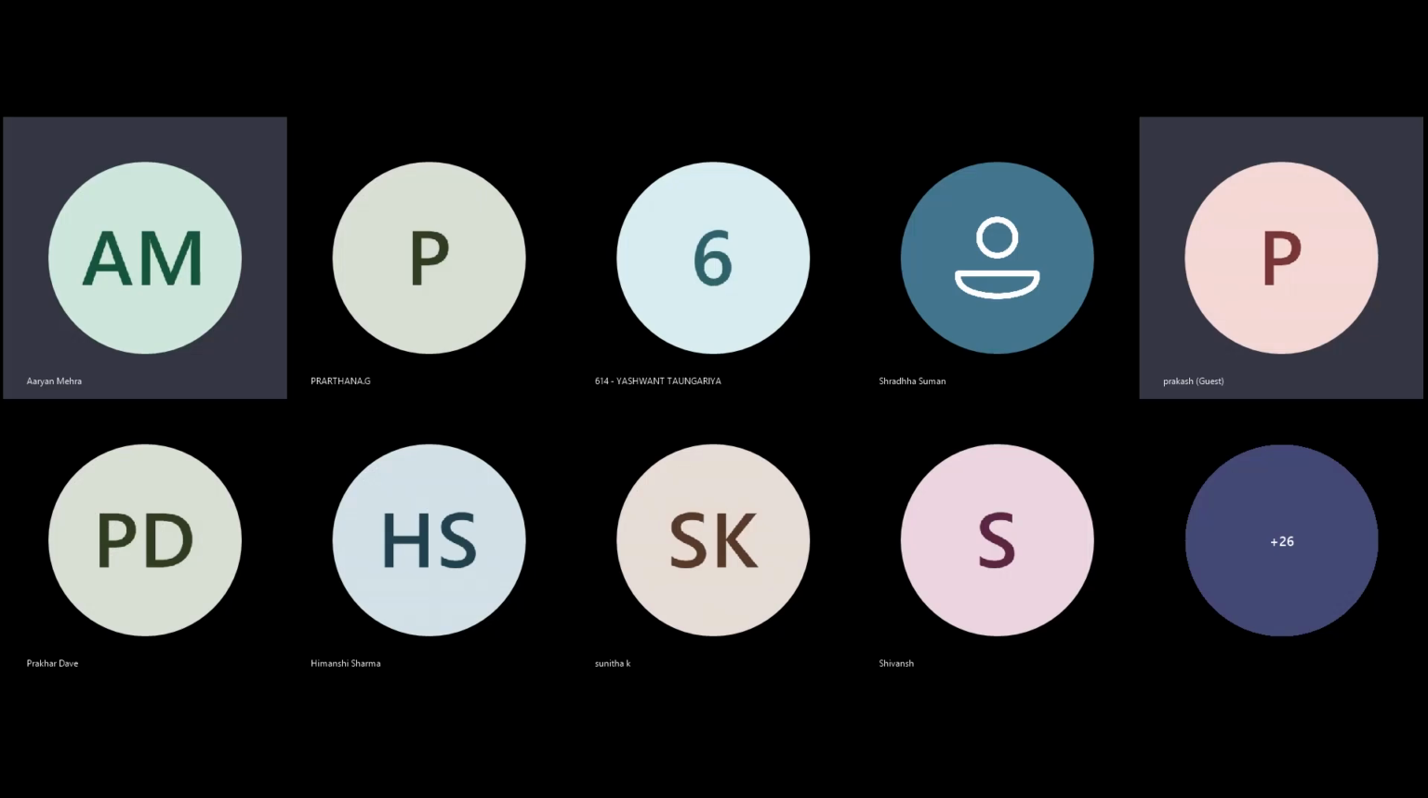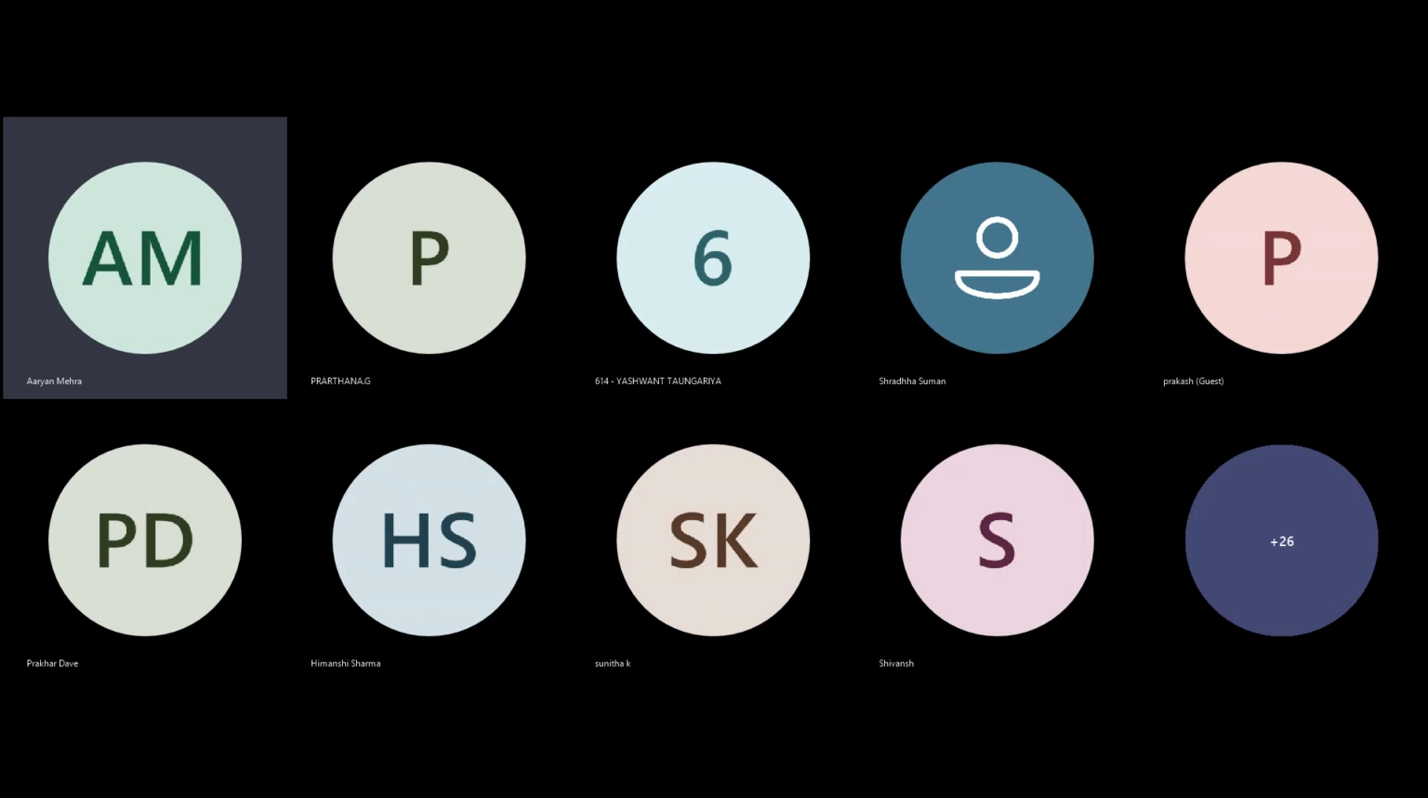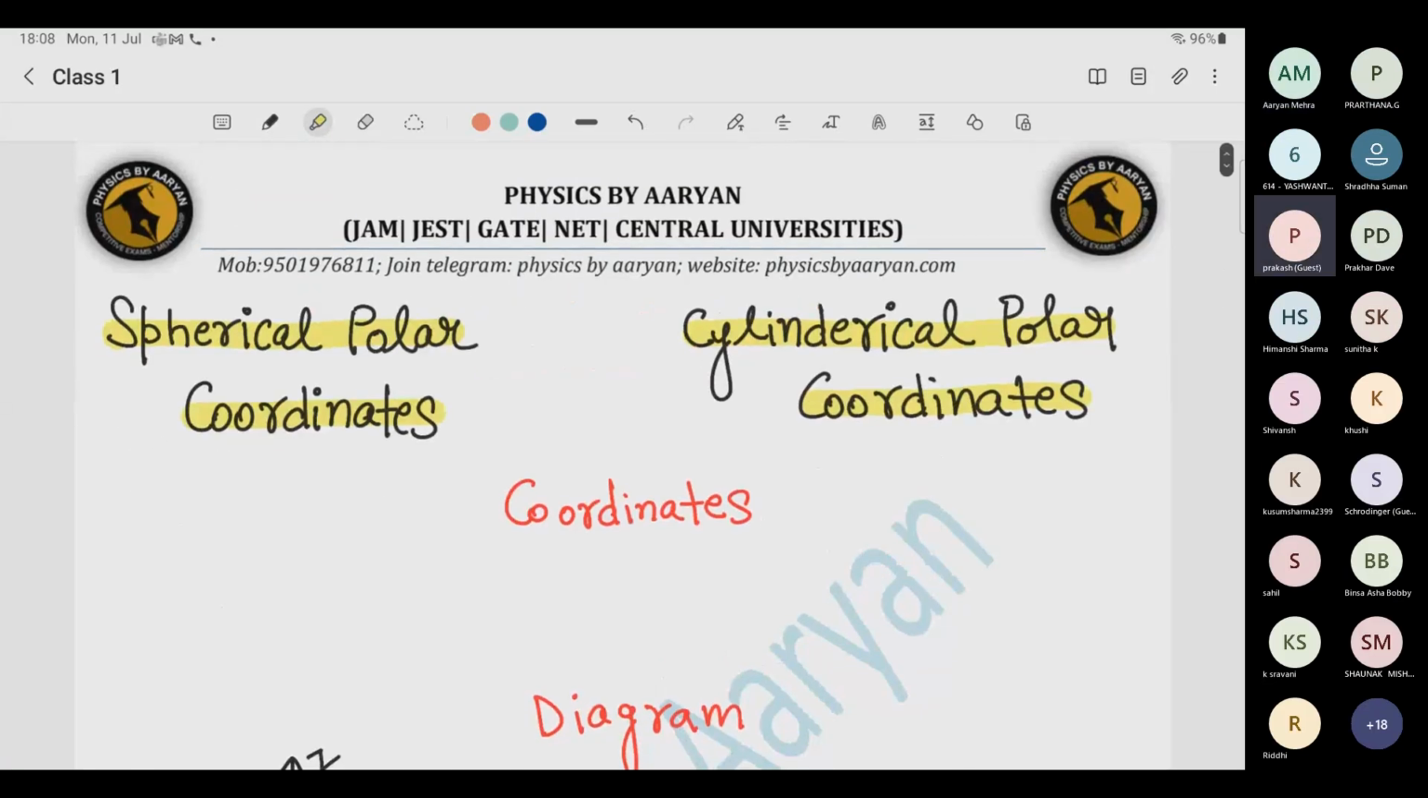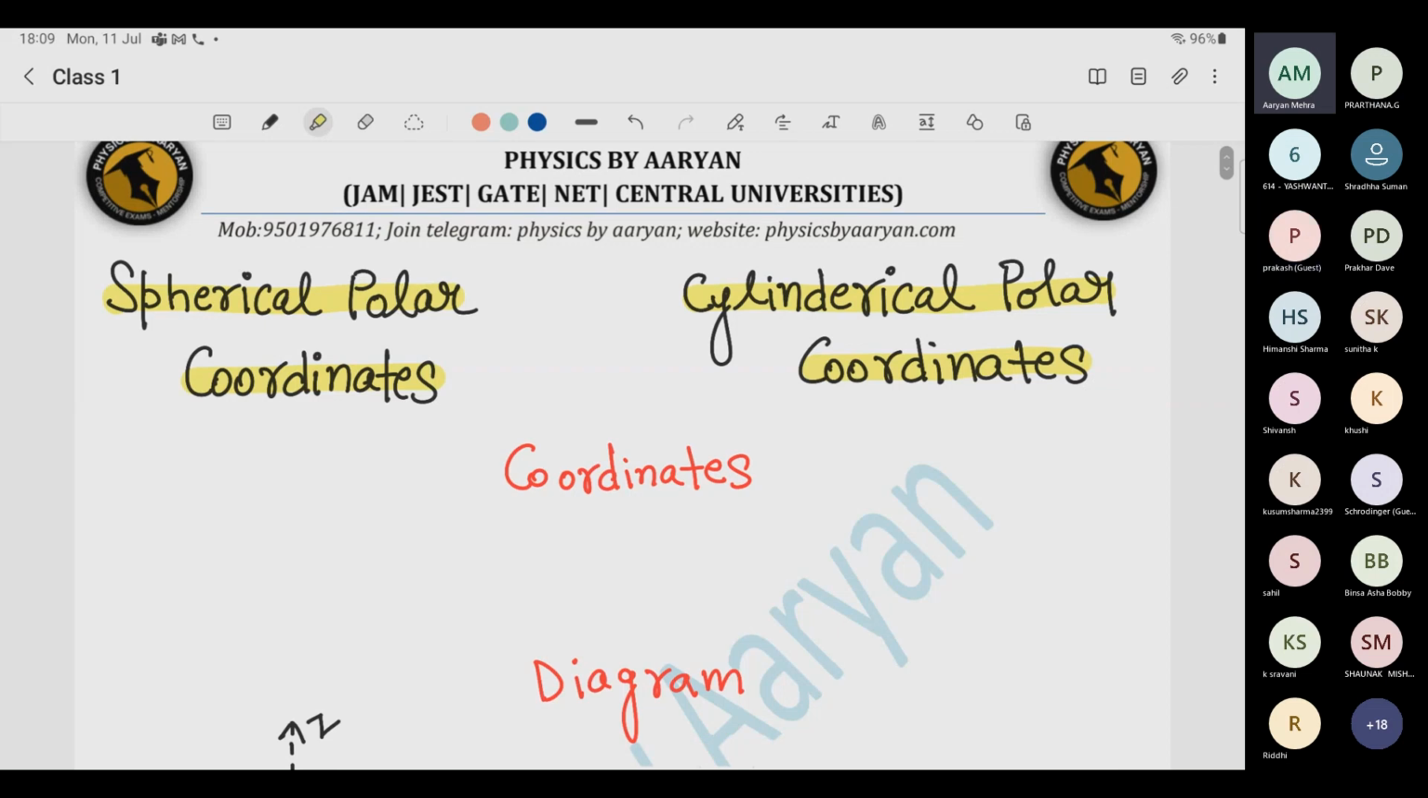and for CSIR NET. Equally applicable. Okay, so let's begin by studying the spherical and cylindrical polar coordinates. I'm not going to bore you with the entire what is spherical, what is cylindrical, but let's begin and see some of the very important things in both the coordinate systems.